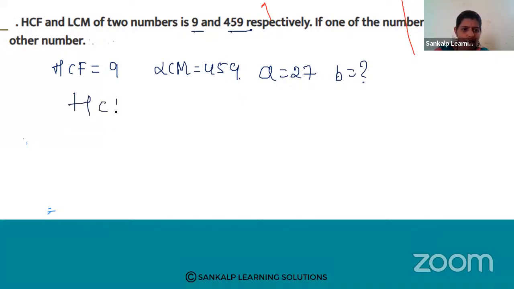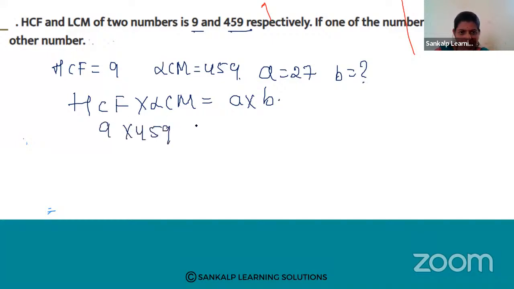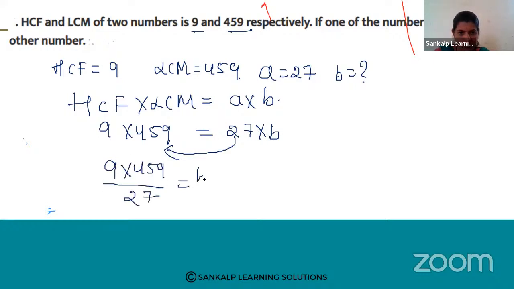We know the formula: HCF into LCM of two numbers is equal to A into B. So HCF is 9. 9 into 459 is equal to A, which is 27, into B. So transfer this 27 to this side. It becomes 9 into 459 divided by 27 is equal to B.